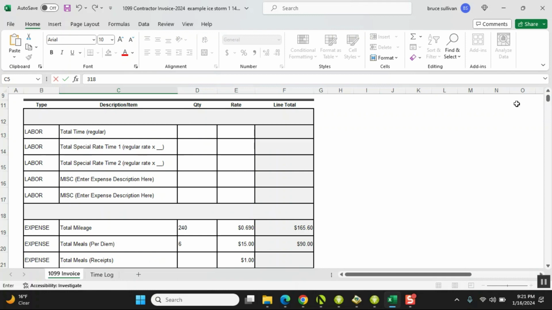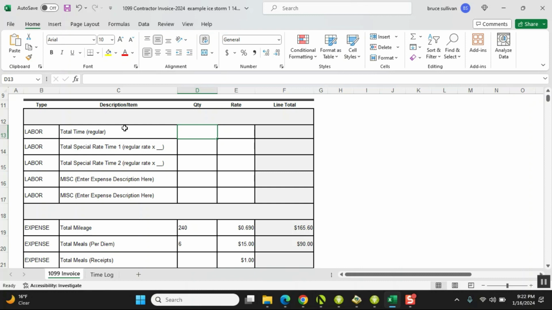You notice the top 5 say labor. All say labor. This is where you put your hours in. Now, in my case, I worked 2 days, 8 hours both days. 8 hours is regular time. On the second day, I worked more than 8 hours. That would be time and a half.